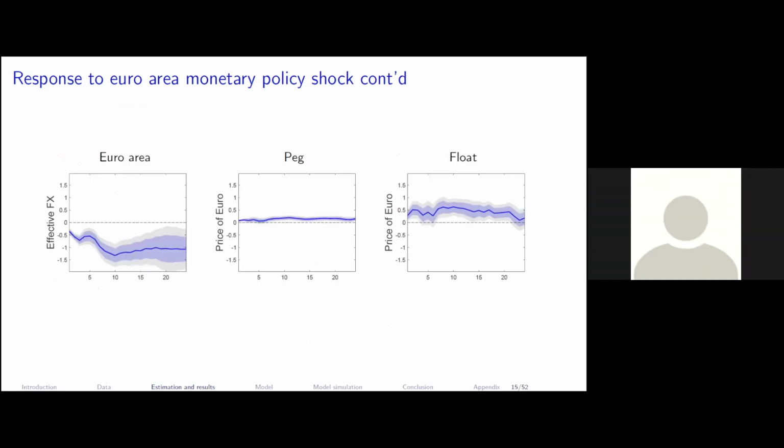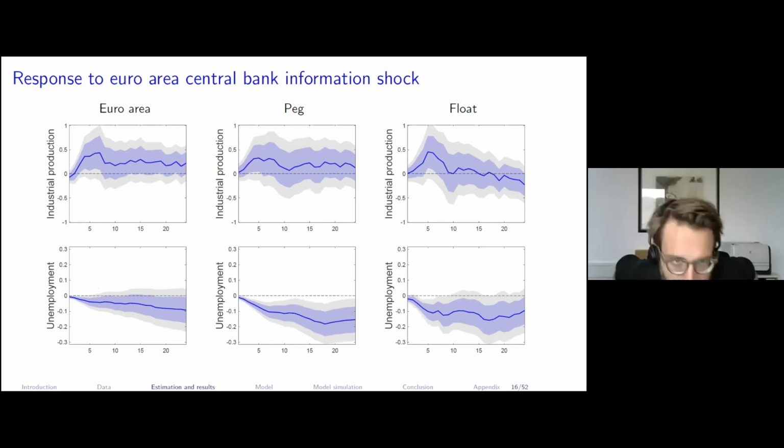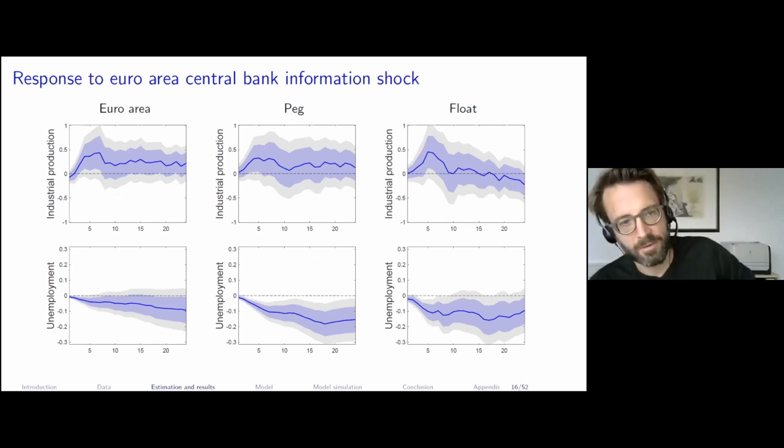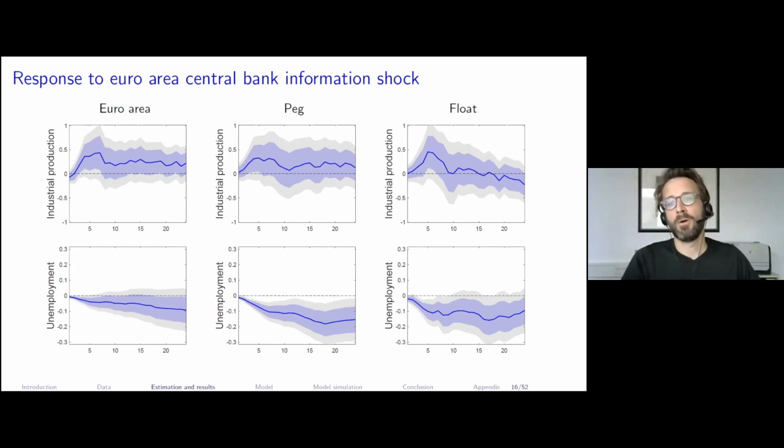Thanks, Jesper. Okay, so here's the next shock. Same picture, basically, in the sense that the central bank information shock generates an expansion. That's what Jarocinski-Karadi would tell us. And so it's expansionary, industrial production increases, unemployment goes down. Now, it's basically the same effect for the peg, both in terms of industrial production and unemployment. And now, most importantly, the right column gives you the response for the float. And you see, again, spillovers no smaller than what you have under the peg.